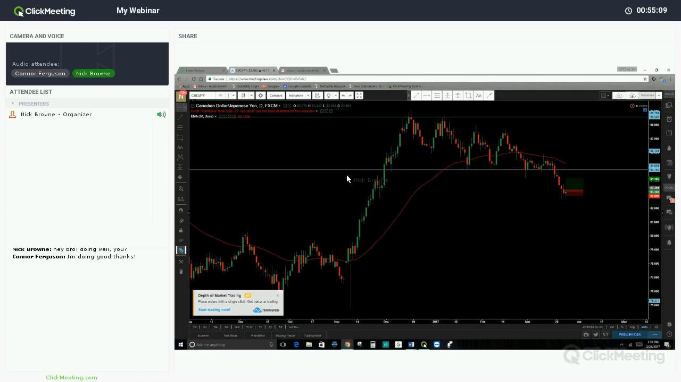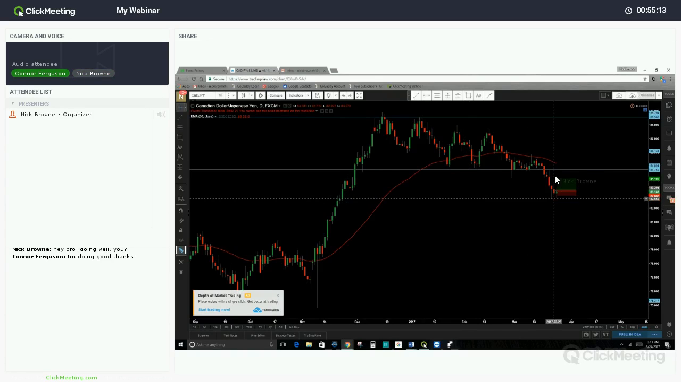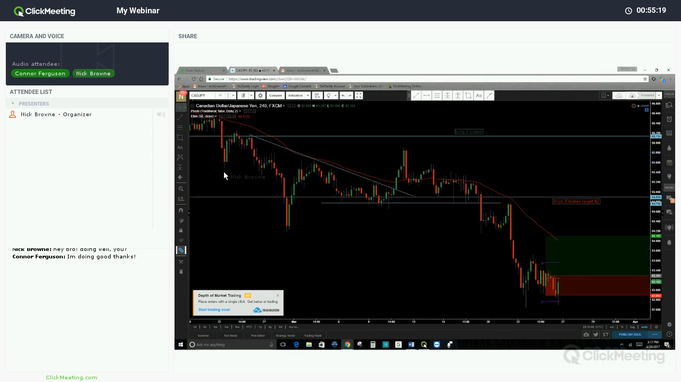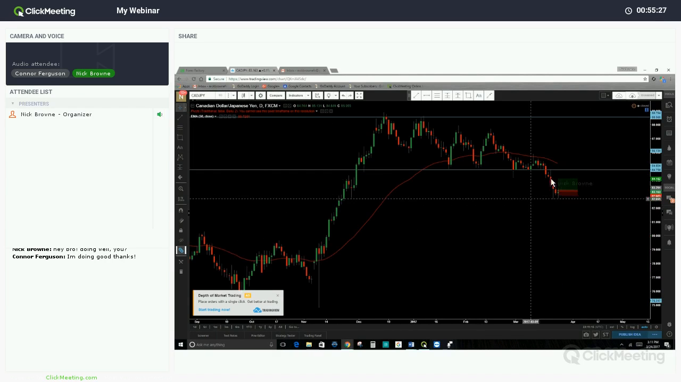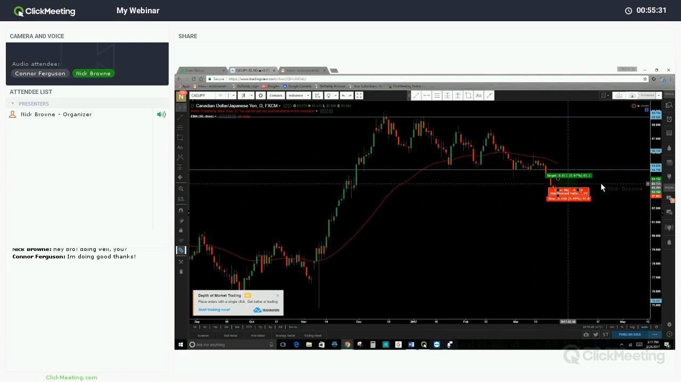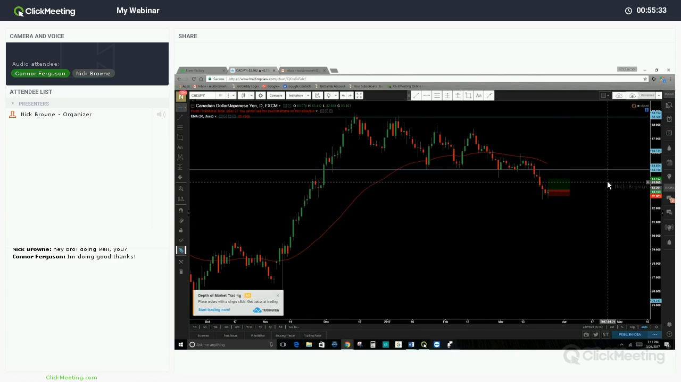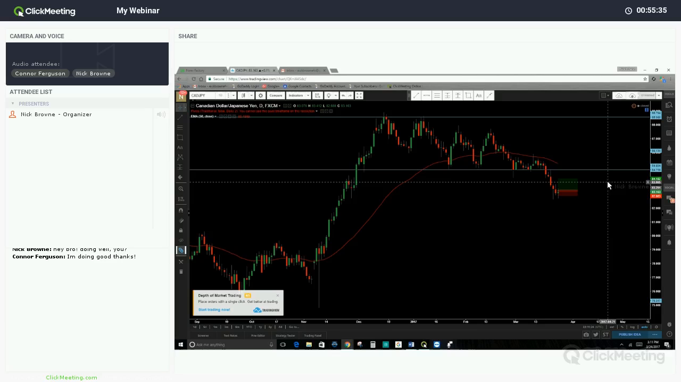If we get a nice retrace up to the daily 50, I like this level. If we can get a retrace up there, it would be a nice place to take a short. Then you'd have to trade through the 4-hour 50. So that's another one of those. It looks good on the daily, but by the time it gets up there, you're going to be trading right through the 4-hour 50.